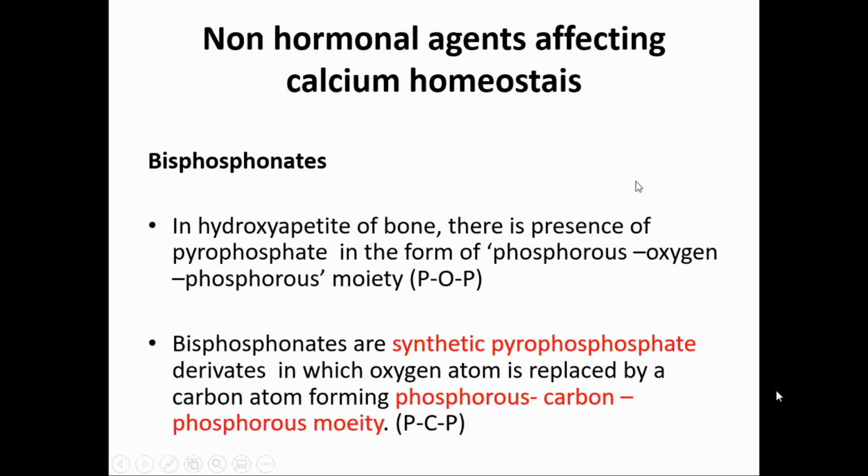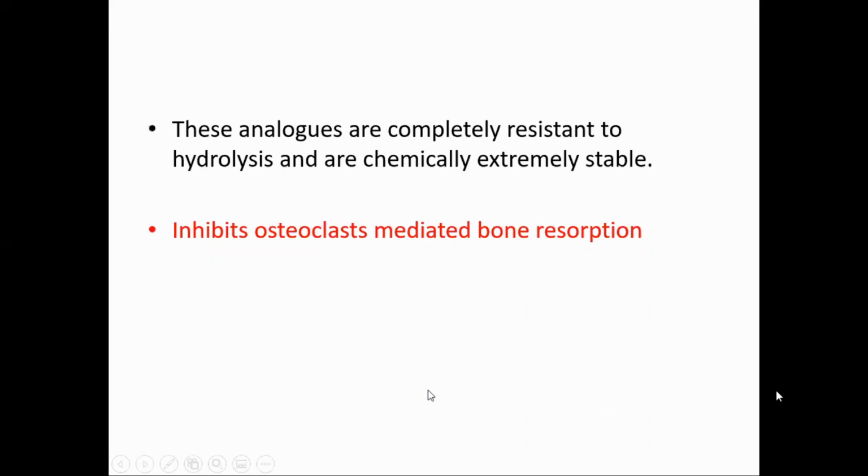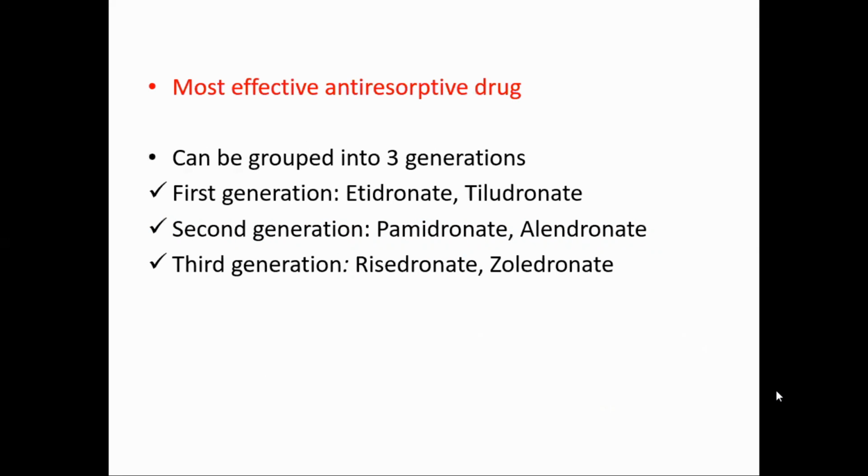This oxygen atom has been replaced by the carbon atom in bisphosphonates, and this makes the pyrophosphate structure completely resistant to hydrolysis, as well as chemically extremely stable. The major mechanism of action of bisphosphonates is inhibition of osteoclast-mediated bone resorption. As said earlier, they are the most effective anti-resorptive drugs and the drug of choice for many cases of osteoporosis, and can be grouped into three generations.